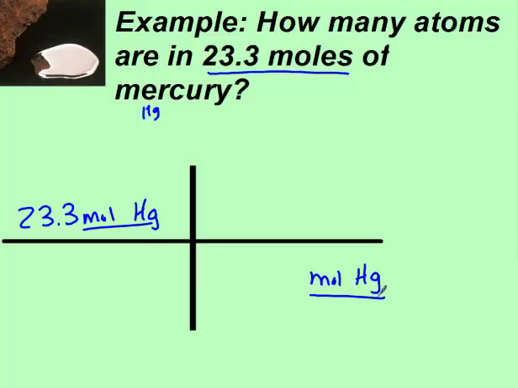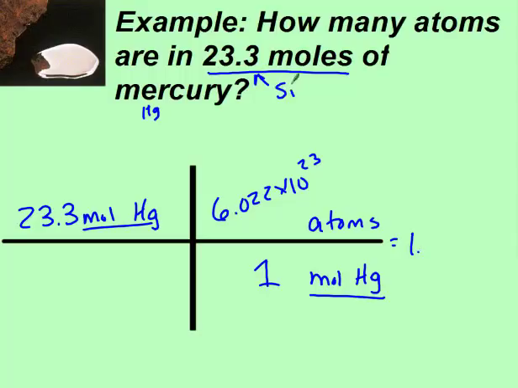And I'm trying to convert moles to atoms. Well, I do know a conversion for moles to atoms. I know that there's always 1 mole is so many atoms. So plugging that in, I have my 23.3 times 6.022 times 10 to the 23rd atoms. I want 3 significant figures. So 1.40 times 10 to the 25th atoms.